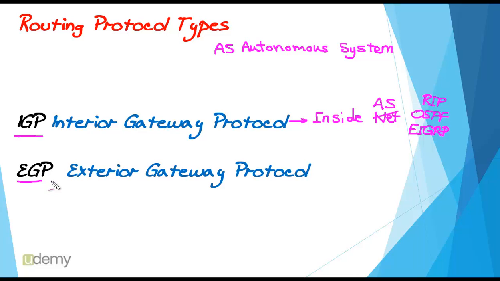But an EGP, or exterior gateway protocol, is a routing protocol which does routing between different AS. In today's world, there is only one EGP, and this is BGP, Border Gateway Protocol. BGP is the routing protocol which is used inside the Internet. And as we know, the Internet is nothing more than a network of networks. So BGP does routing between different networks which are owned by me, you, and many other persons around the world.